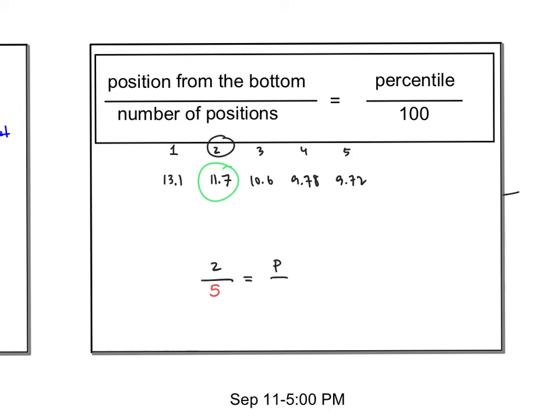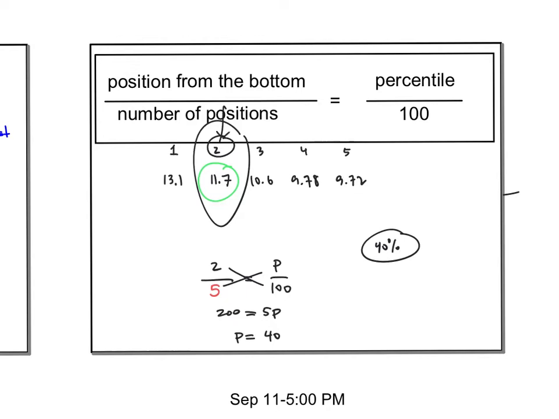I'll call it P out of 100. So proportionally speaking, if I cross multiply, I get 200 is equal to 5P, and thus P is equal to, what would that be, 20? No, that wouldn't be 20. How about 40? Yep. So this particular racer would be in the 40th percentile, which makes sense. They're number 2 out of 5, so the 40th percentile makes sense.